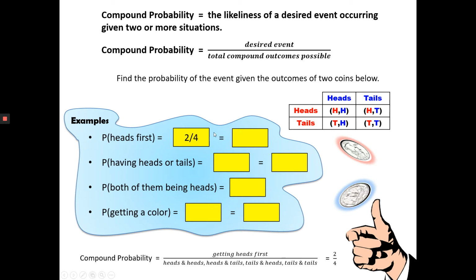Remember, it's just like simple probability. If there's an equal sign and a yellow box next to it, that means you're going to have to simplify this one. So 2/4 simplifies. Oh man, take your time. I know it's a real brain buster. Yeah, it's going to be 1/2.